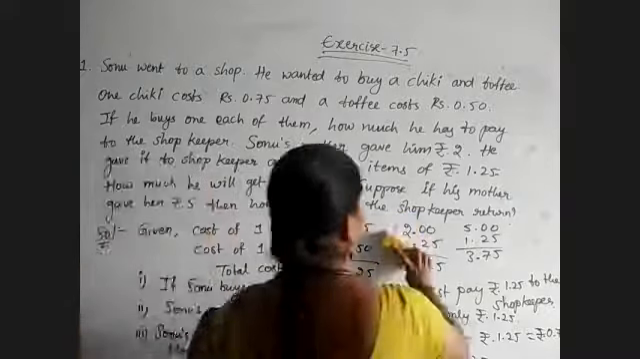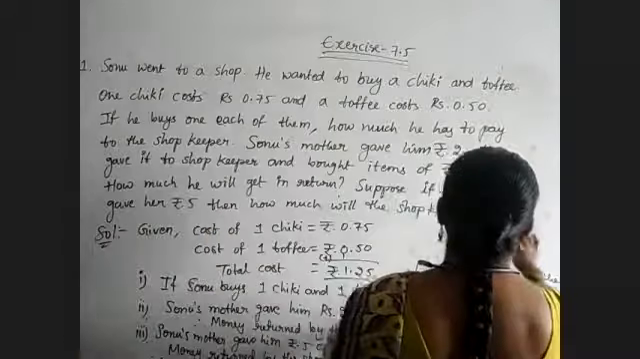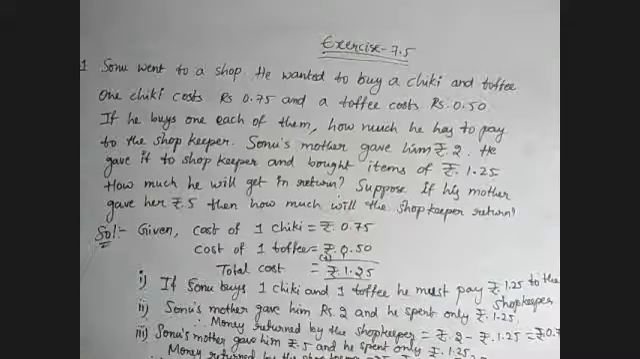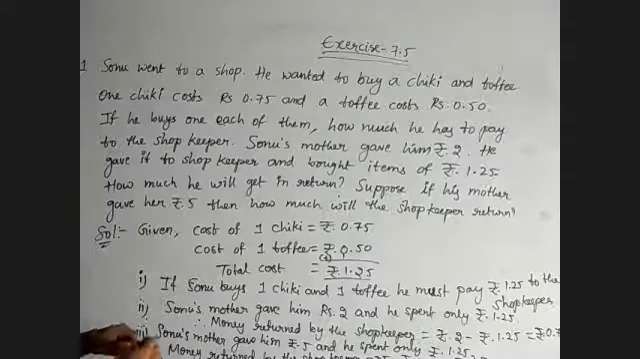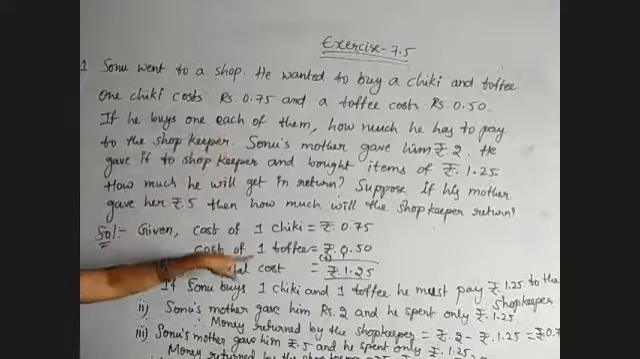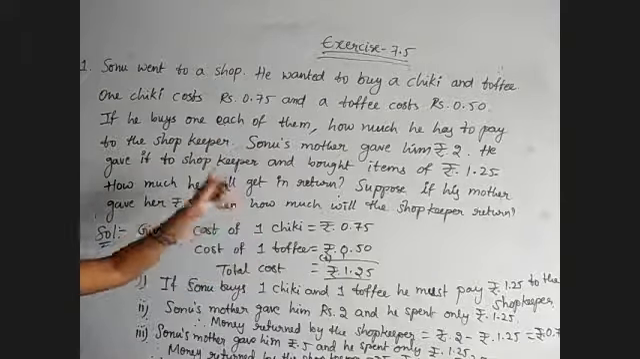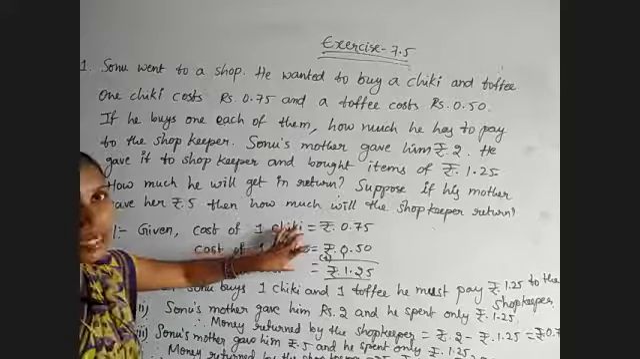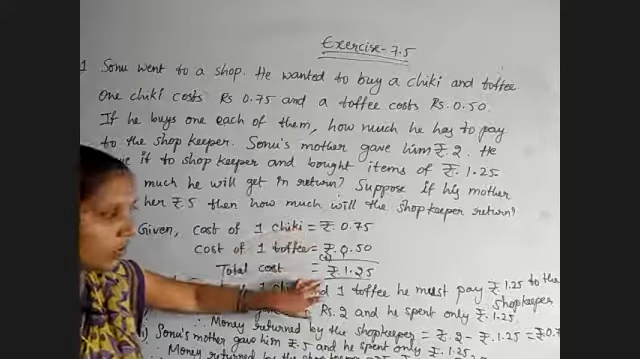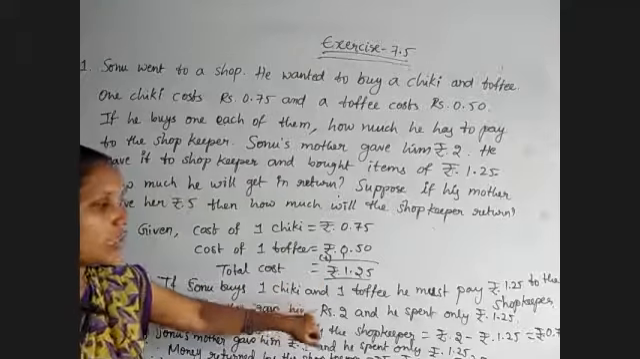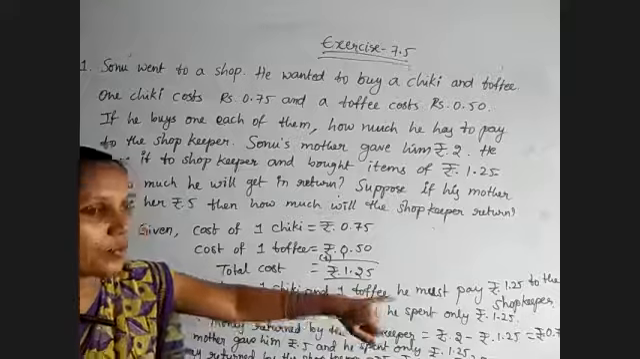So these calculations we can do beside also, no problem. Now once again observe the question. Here they have mentioned the cost of chicky and cost of toffee, and they are asking if he buys one each of them, means one chicky as well as one toffee, how much he has to pay to the shopkeeper, means the sum of these two amounts. So the amount we got is 1.25 rupees.